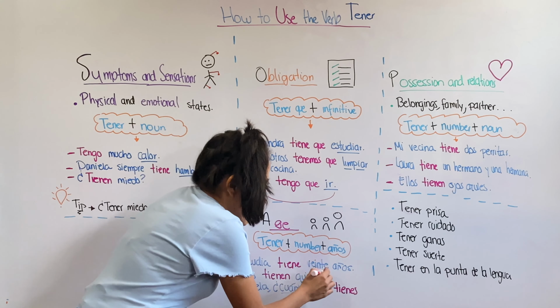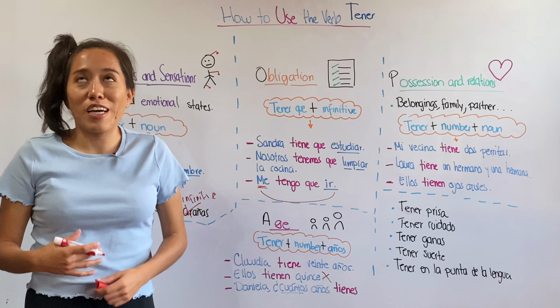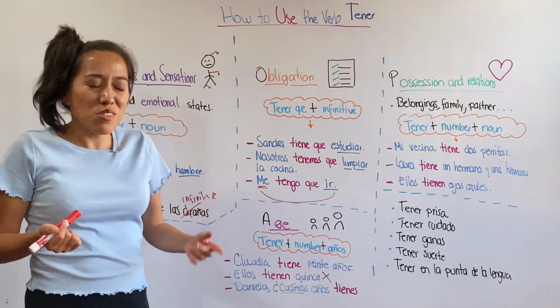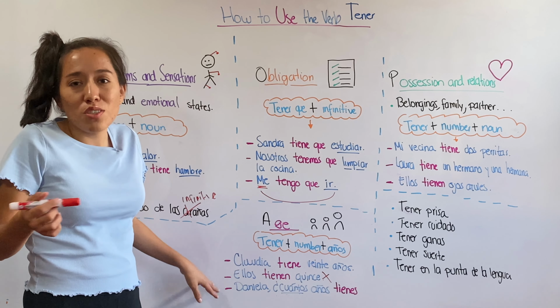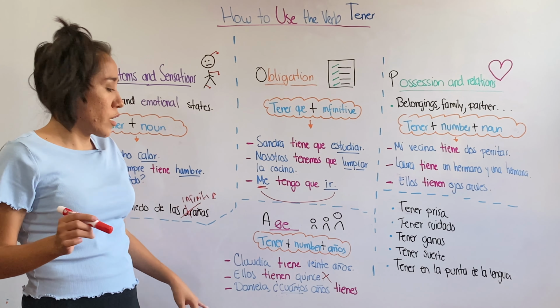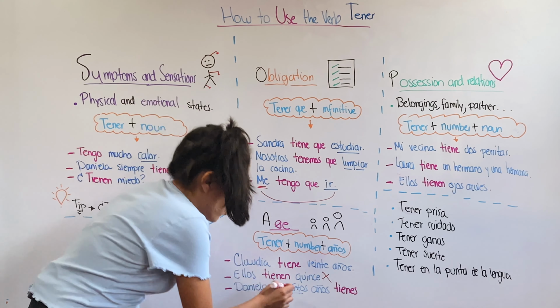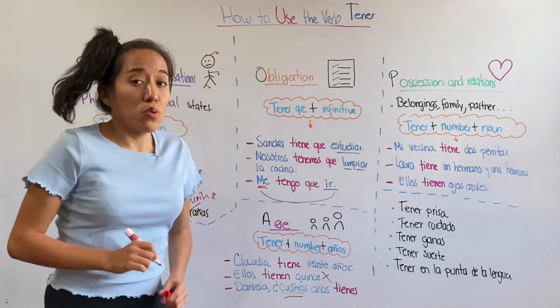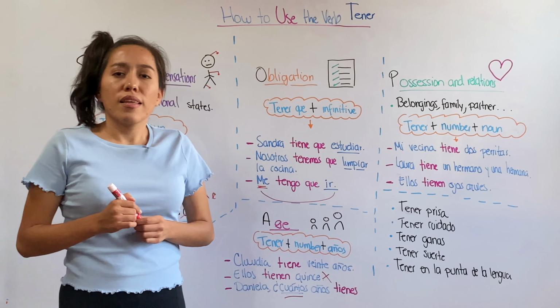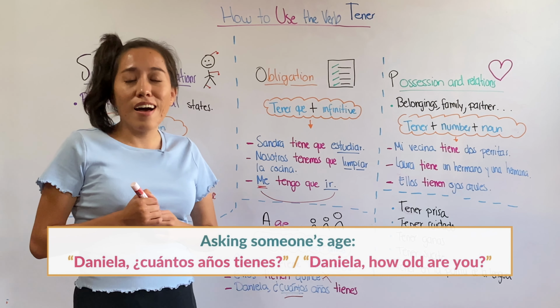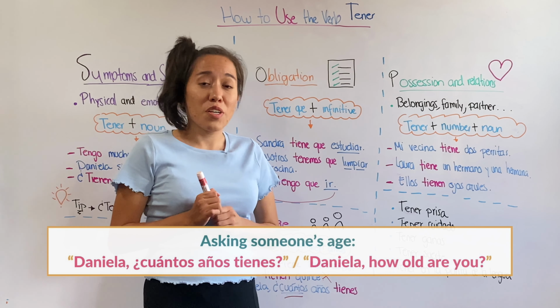Check that in Spanish, if the context is clear enough, you can omit the word años because we're talking about age. It's pretty clear that that's what we're talking about. And if you want to ask about someone's age, you're going to use the question word ¿cuántos? Daniela, ¿cuántos años tienes? Daniela, how old are you? Nice try. A lady never says her age.